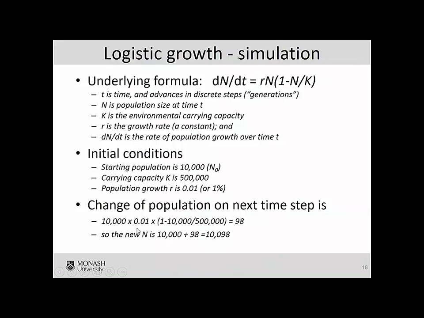So if we have 10,000 people, and 0.01 is the population growth rate, then this is 1 minus 10,000 over the 500,000 carrying capacity, and we expect 98 new population in one more step. Yep, so our population moves to 10,098. So we start our climb up.